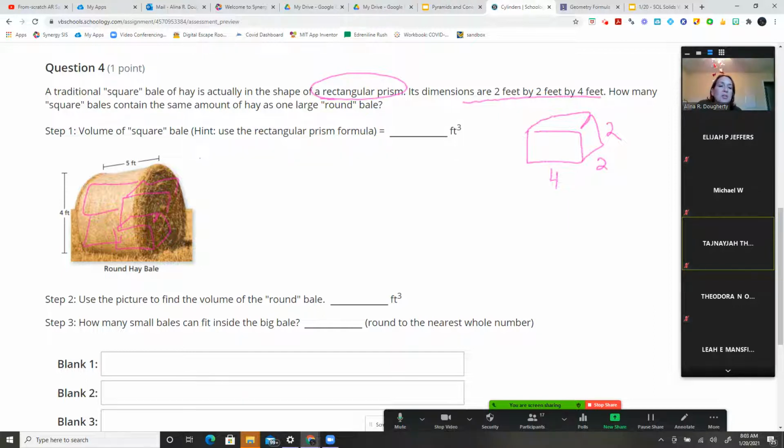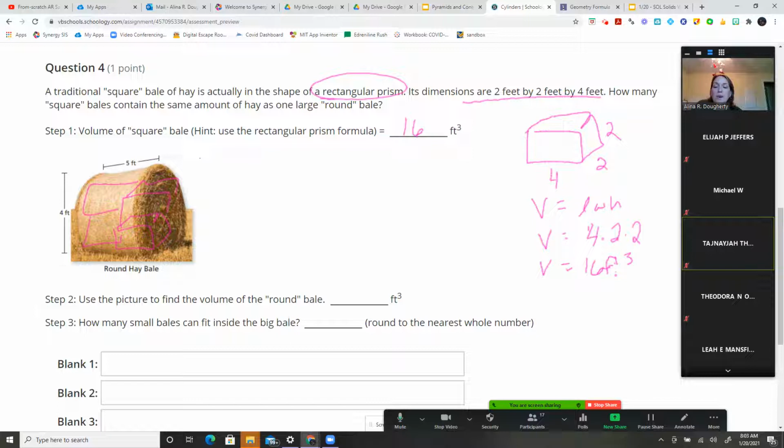So first thing I need to do is find this volume. The volume equals length times width times height, so volume equals 4 times 2 times 2. What is 4 times 2 times 2? 4 times 2 is 8, and then 8 times 2 is 16. So 16 feet cubed. The volume of a square bale of hay is 16 feet cubed.